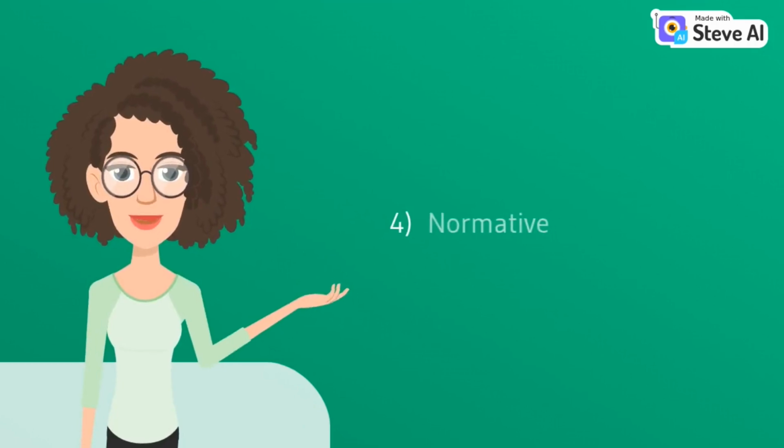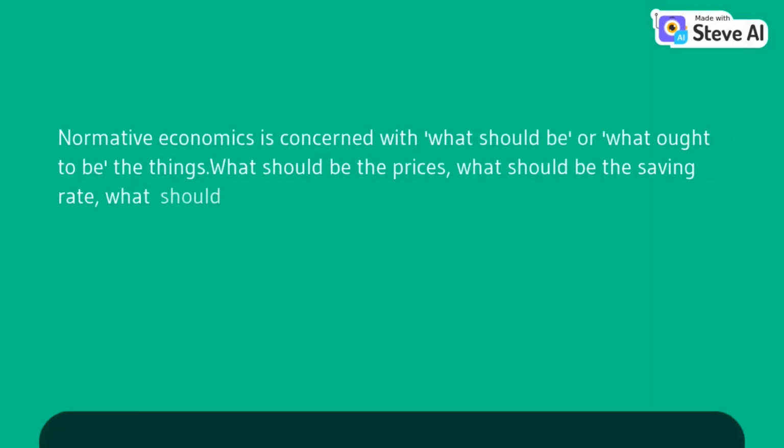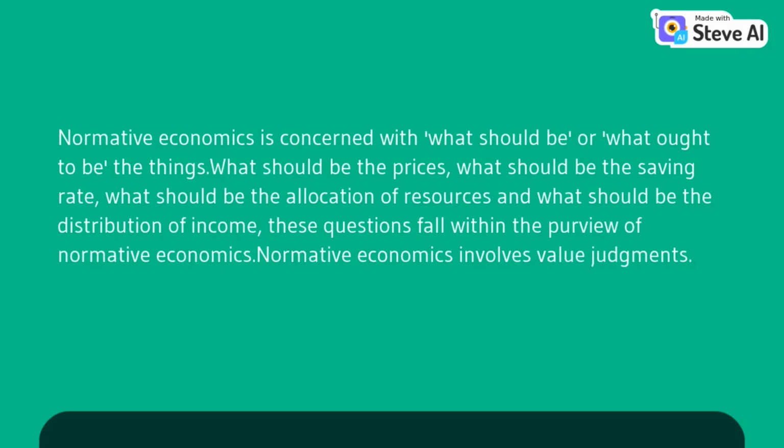4. Normative economics. Normative economics is concerned with what should be or what ought to be. What should be the prices? What should be the saving rate? What should be the allocation of resources? And what should be the distribution of income? These questions fall within the purview of normative economics.